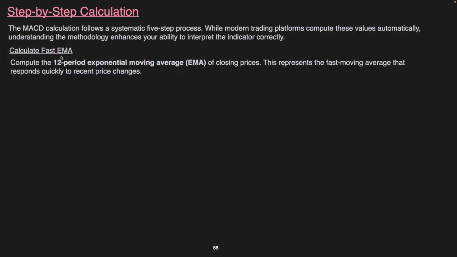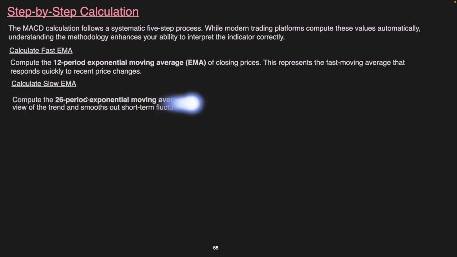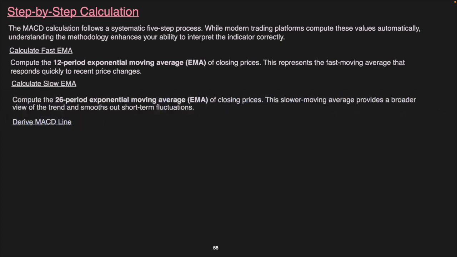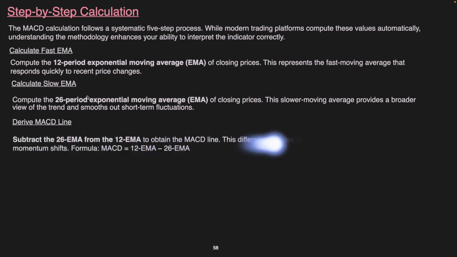Now let us see how MACD is calculated. So what are we doing? First, we calculate the fast exponential moving average: compute the 12 period exponential moving average of closing prices. Then we calculate the exponential moving average of 26 period, and you get the MACD line by subtracting the 26 period from the 12 period. That is, MACD value will be 12 EMA minus 26 EMA.